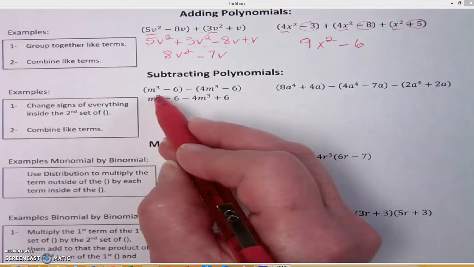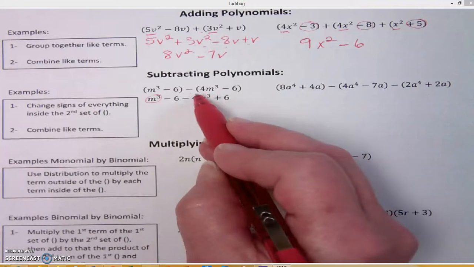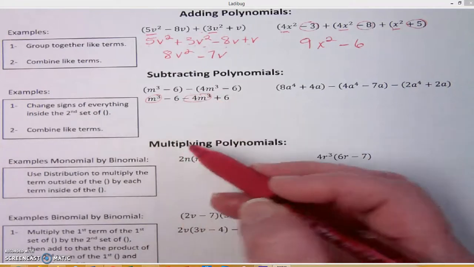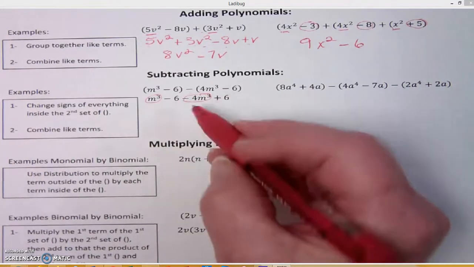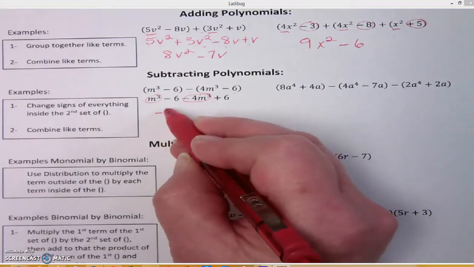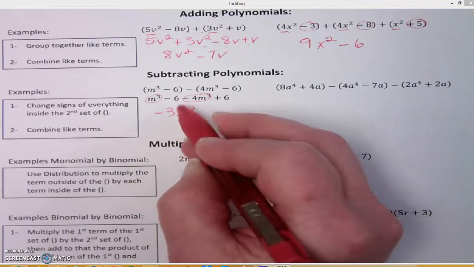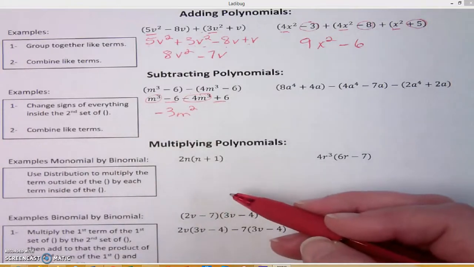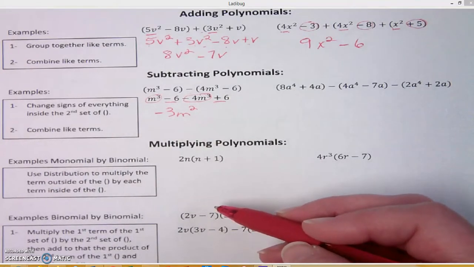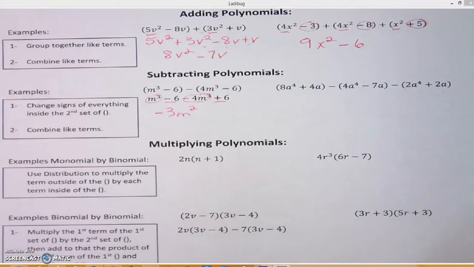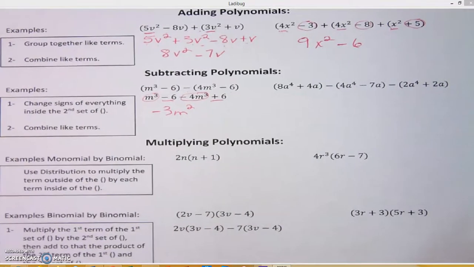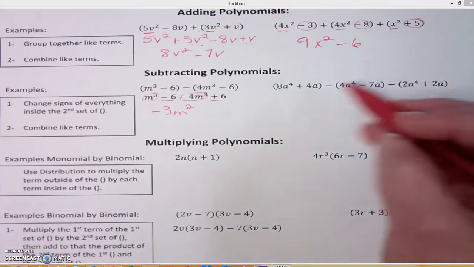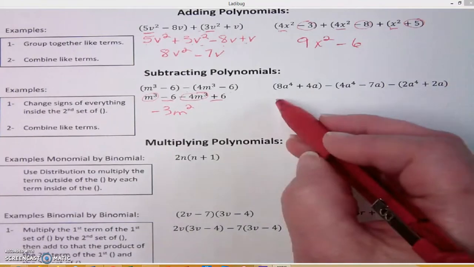And now I can combine like terms. I have the m cubed and negative 4m cubed. That gives me negative 3m cubed. And then when I combine a negative 6 and a positive 6, I get 0. And so that's my answer. The next one, if you want to pause it, try on your own first, and then check your answer. Do that. And I'm going to go ahead and do this.